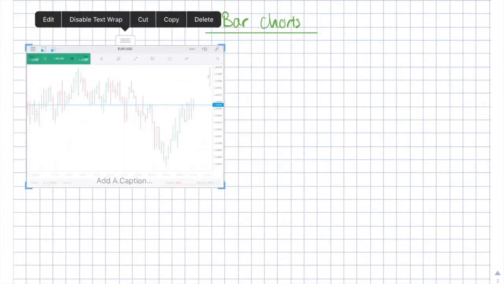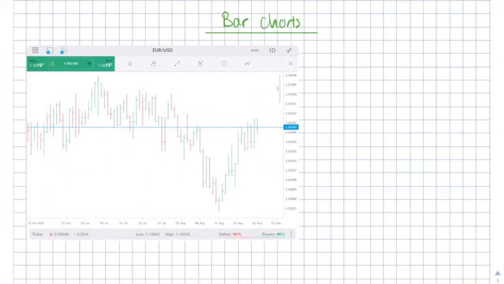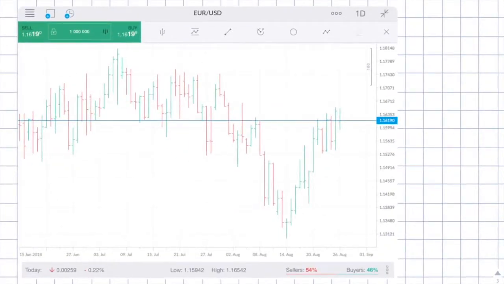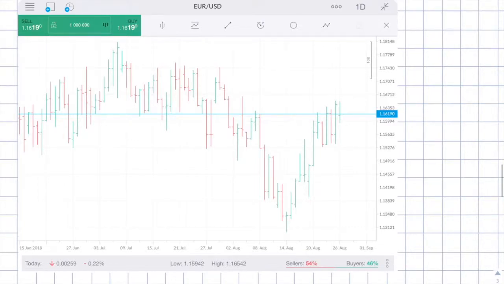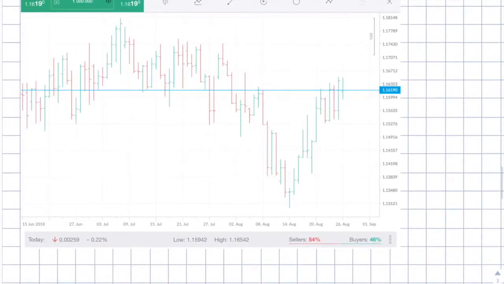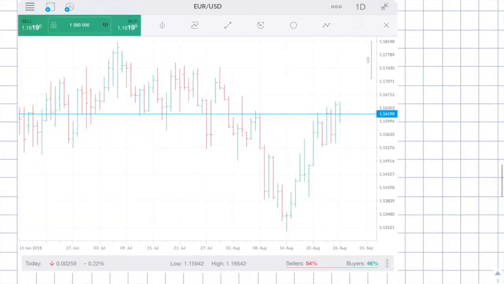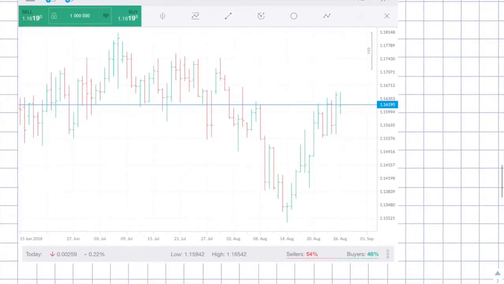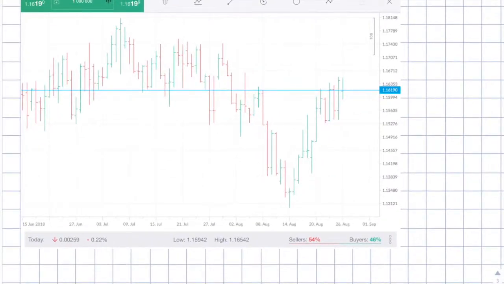So let me show you an example of a bar chart. So here is an example. In this figure, this is the euro against the USD, in the same app, 212 Trading. I just changed the chart type, and as you can see, there are some bars that are red and some bars that are green. The red bars are obviously the bearish bars, and the green bars are the bullish bars.